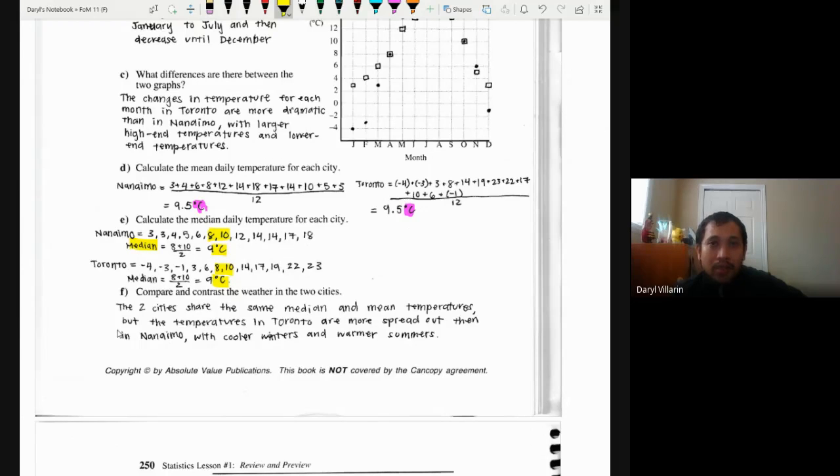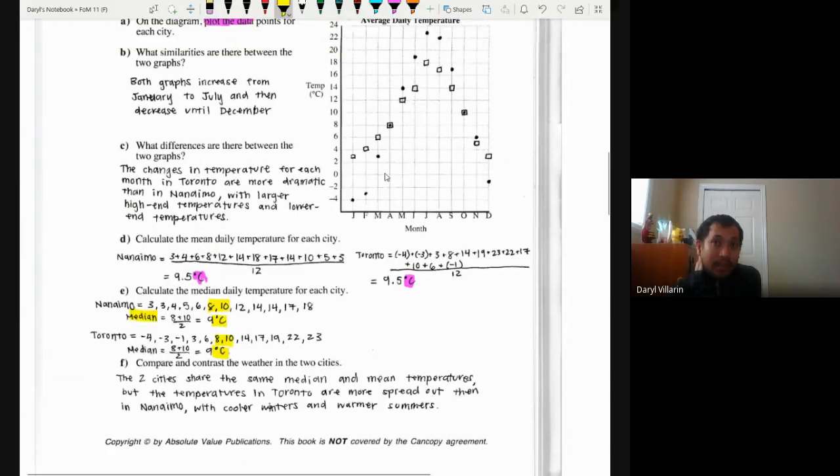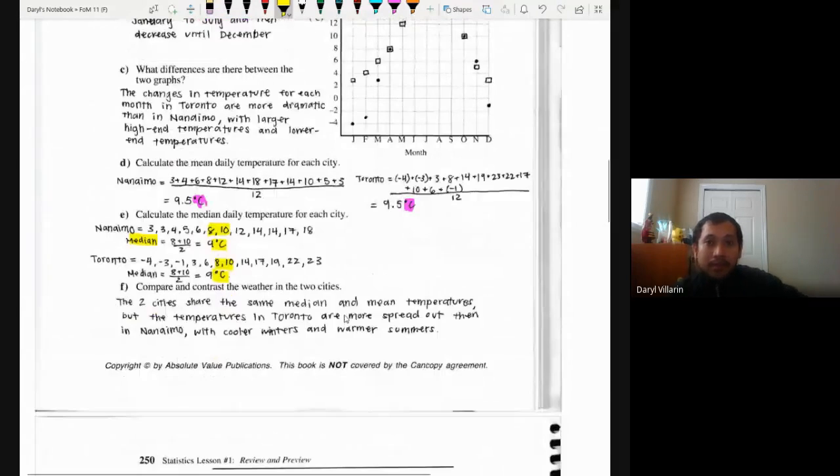And then for comparison, the two cities share the same median and mean temperatures. If you can see there, 9.5 and 9. But the temperatures in Toronto are more spread out. You can see that in the graph that you have. It's more spread out compared to Nanaimo.